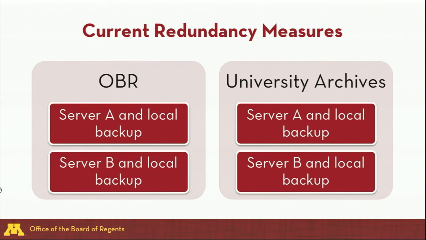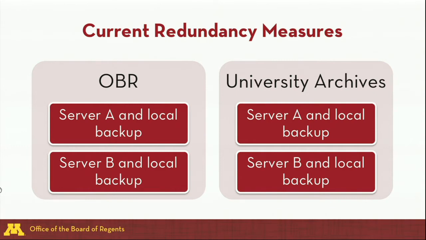So what do we mean by backup servers and redundancy measures? So let's say for the September meeting, right, the board's records in the September meeting. So on the OBR side, we store those on a shared server. And that shared server basically has a version of those files on server A. And server A also has a second backup file. So server A is always backing up to another server. And so that there are two copies of the board's records at that location.